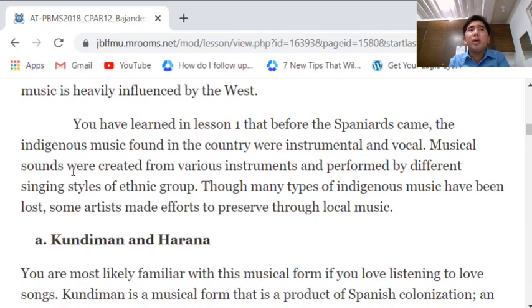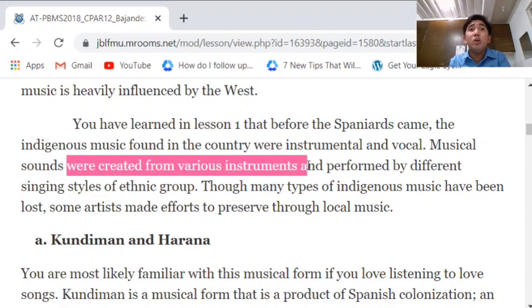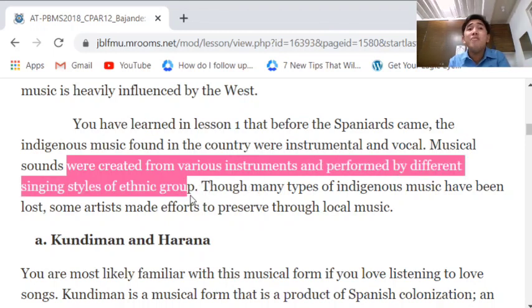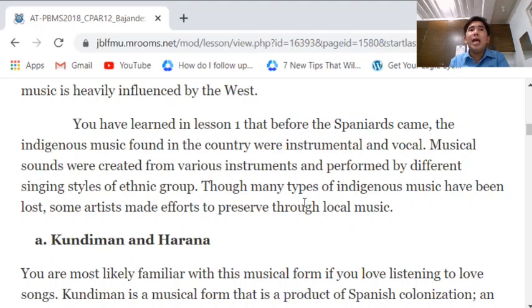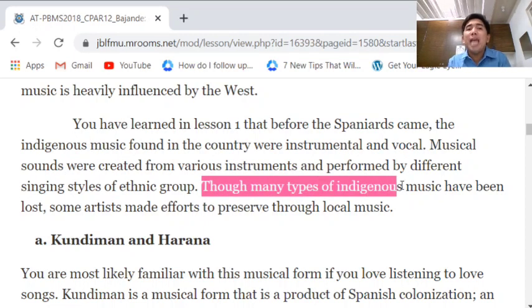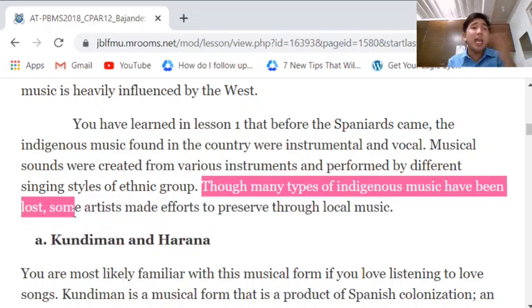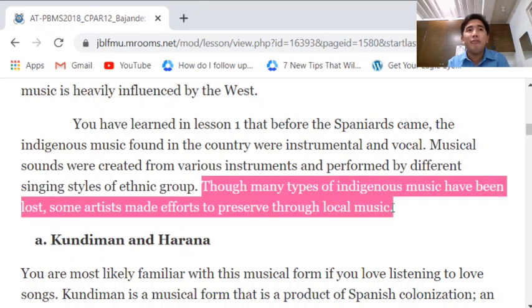Musical sounds were created from various instruments and performed by different singing styles of ethnic groups. Okay. So, class, let's remember this. Though many types of indigenous music have been lost already, some artists made efforts to preserve them through local music.